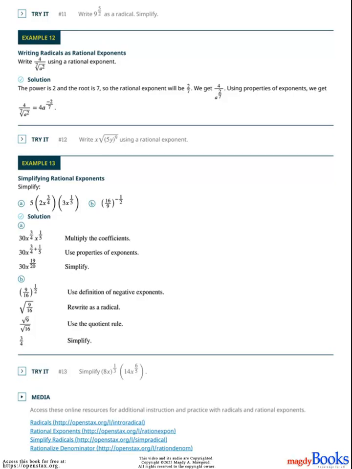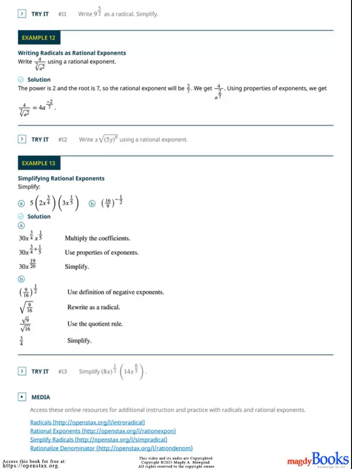Solution. A. 5 times (2x to the power of 3 over 4) multiplied by (3x to the power of 1 over 5) equals 30x to the power of 3 over 4 multiplied by x to the power of 1 over 5. Multiply the coefficients. Equals 30x to the power of 3 over 4 plus 1 over 5. Use properties of exponents. Equals 30x to the power of 19 over 20.